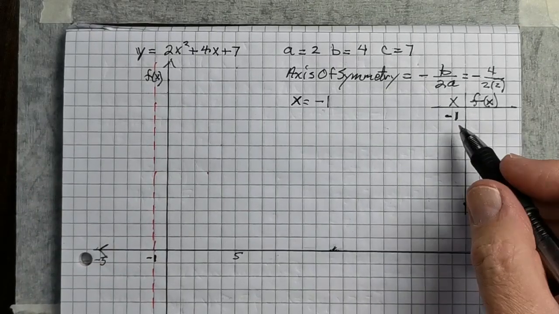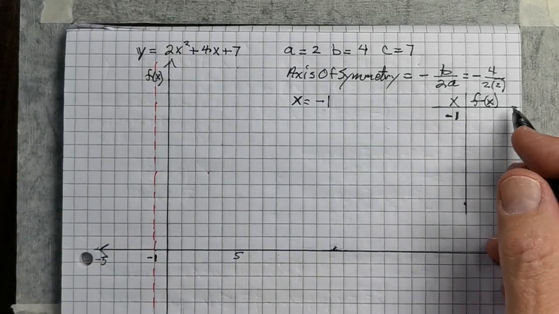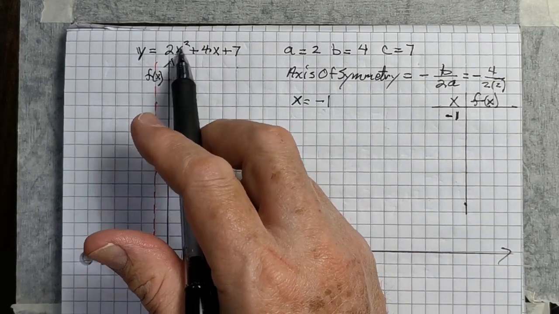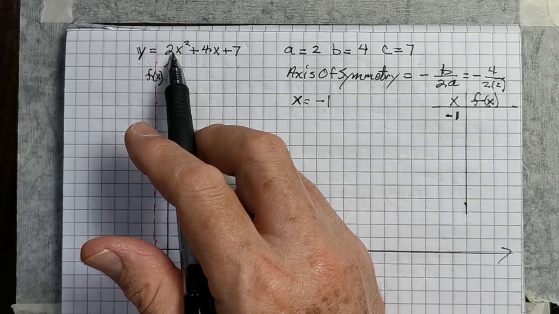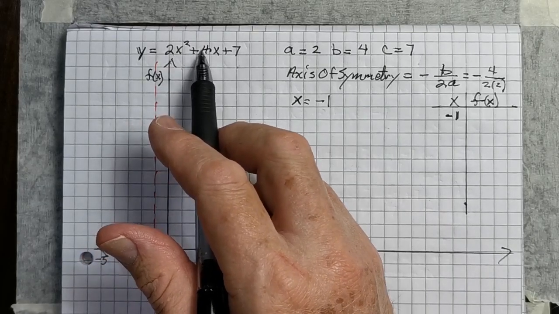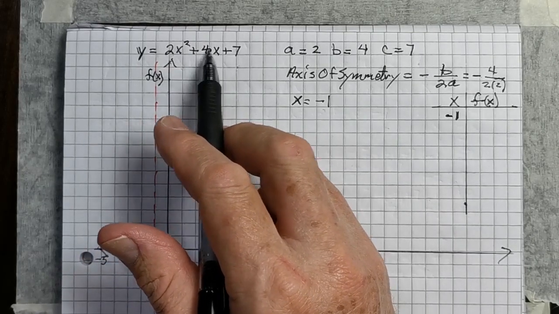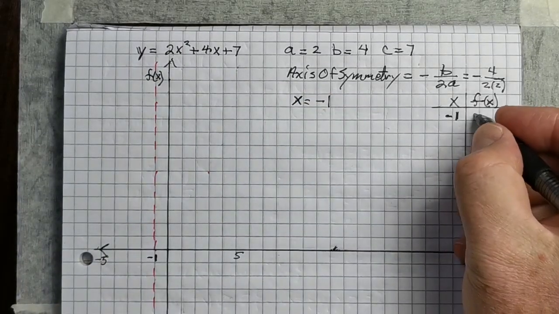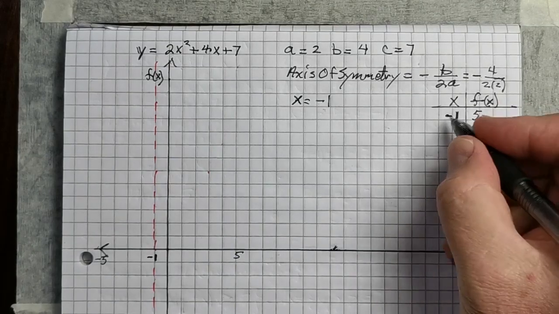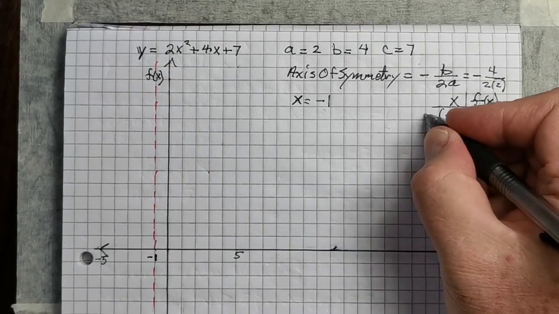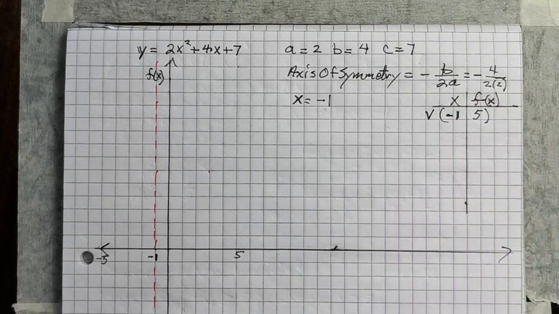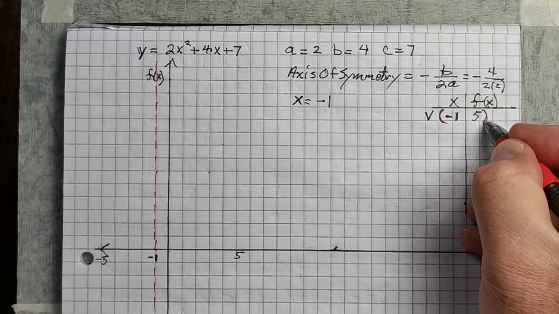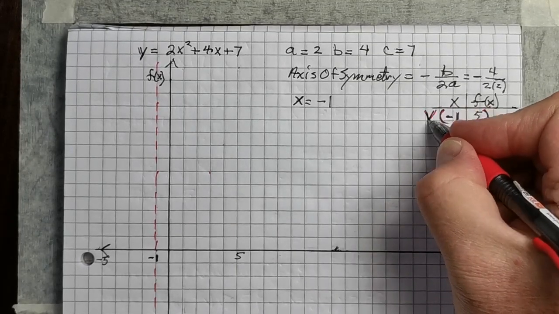So what is f of -1? Stick -1 into this equation. -1 squared is +1. 2 times +1 is 2. 2 minus 4, because -1 times 4 is -4. 2 minus 4 is -2, plus 7 is 5. You get out 5. Okay, so -1, 5, this is our vertex. It's an important point. Vertex, -1, 5.